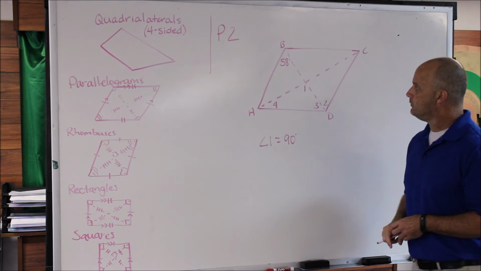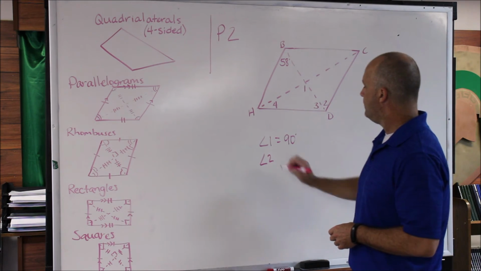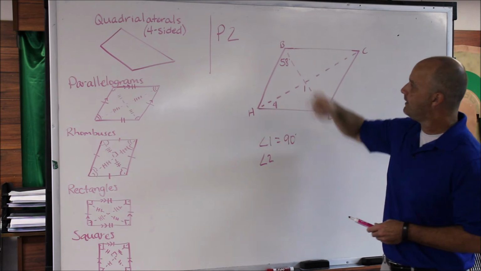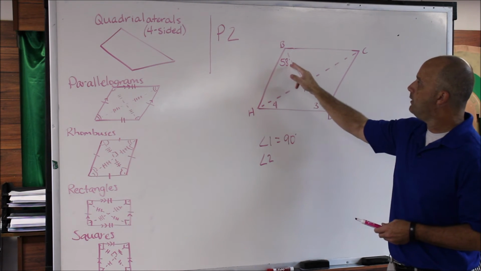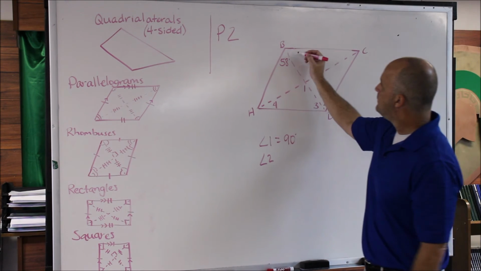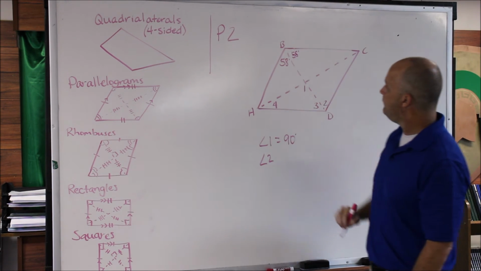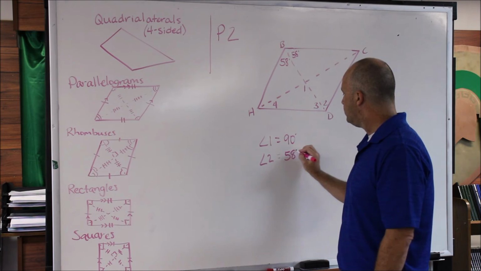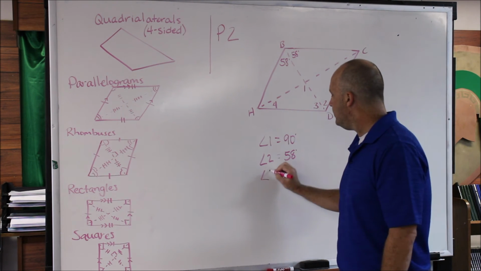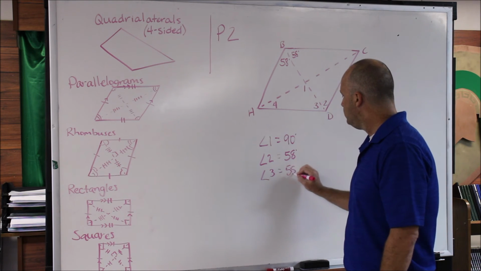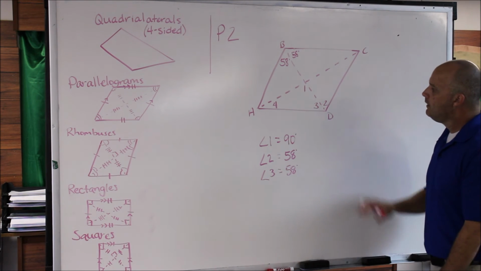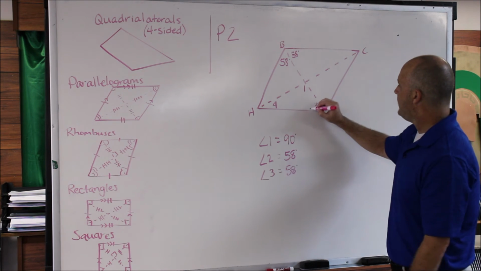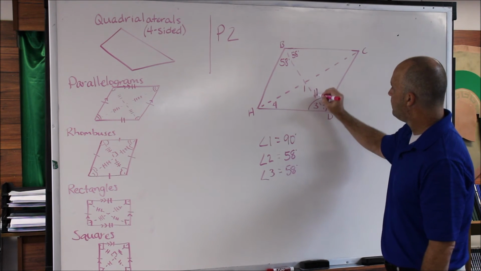Then we come down here to angle number 2. Angle number 2 sits along the same diagonal that bisects angle B. And we see that when angle B is bisected, it's split into 58 degrees and 58 degrees. So that means that angle 2 has to be 58 degrees, and angle 3 has to be 58 degrees as well. So if you have 58 degrees and 58 degrees, then that tells you that this entire angle right here is 116 degrees.